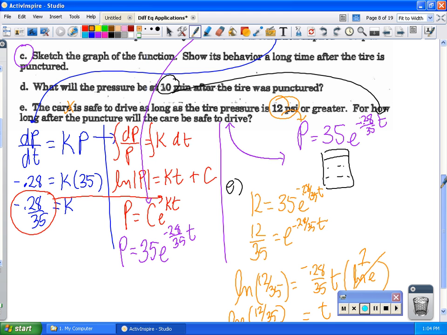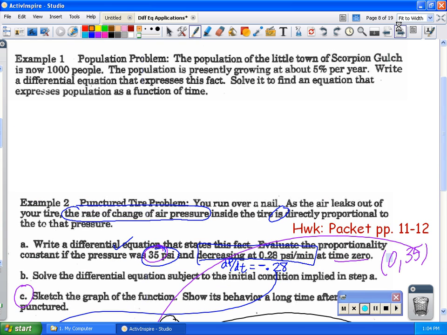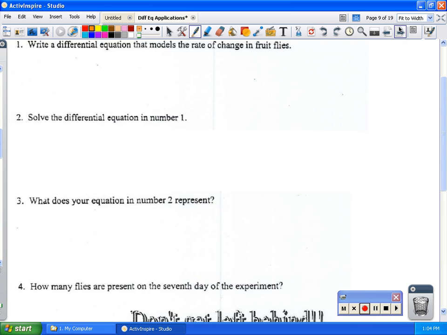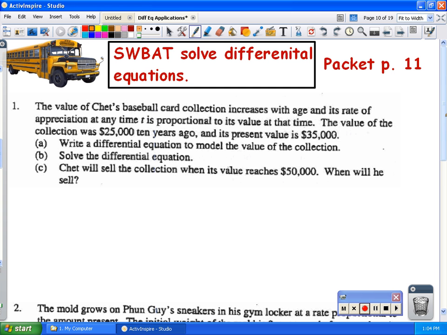So hopefully this will help you and guide you in doing your homework problems. The first homework problem is on page 11, and it is dealing with baseball cards. Make sure you read the information carefully, but you're pretty much going to follow the same process to solve that problem. If you have any questions, please come and see me.